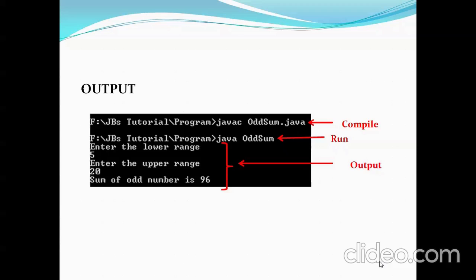Then it will ask for the input. First it will ask for the lower limit, then it will ask for the upper limit, then it will show us the result, that is what is the sum of the odd numbers. So this is the end of the program.